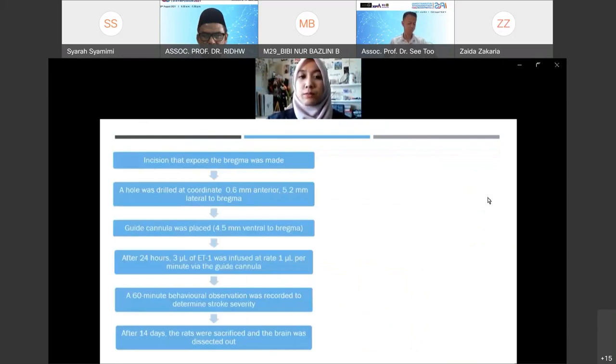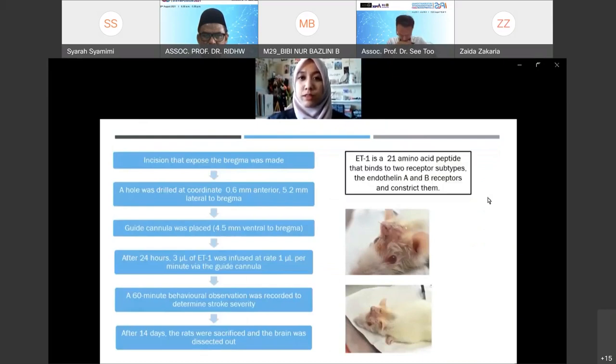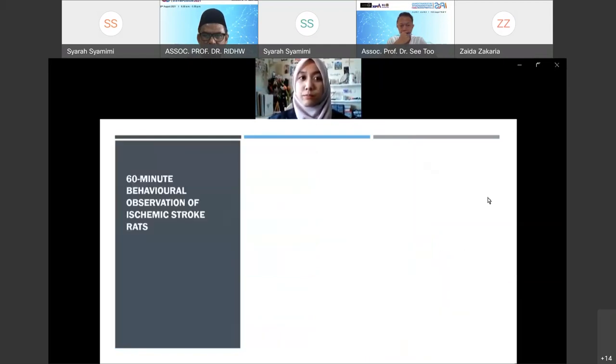This is the detailed procedures of the induction of the ischemic stroke rats. And we use endothelin 1, as endothelin 1 is a 21 amino acid peptide that binds to two receptor subtypes, the endothelin A and B receptors in the brain, and it will constrict them. Therefore, it will cause the ischemic stroke in the rat.